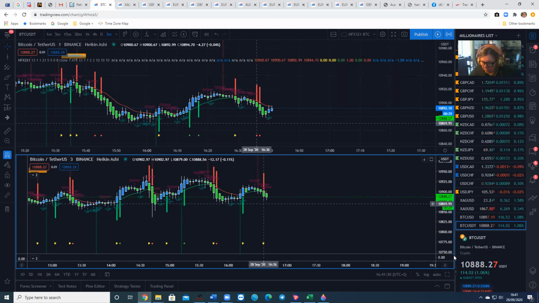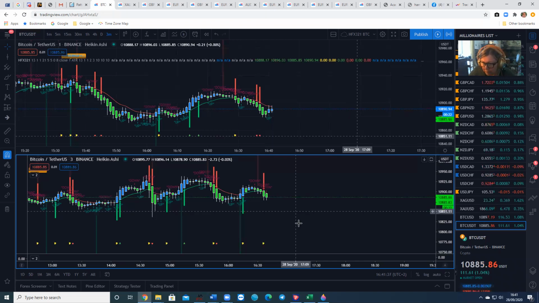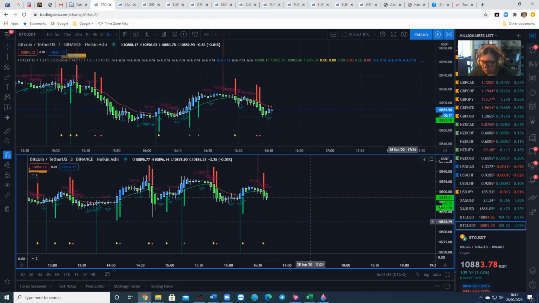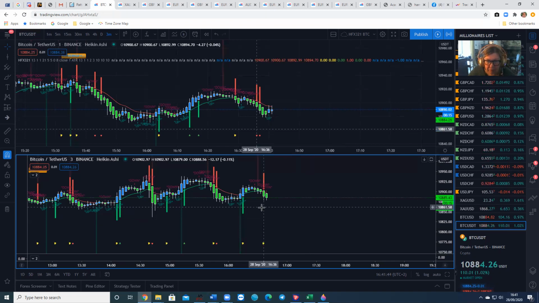And on the 3 minute, it is also below the EMA. So let's just see what happens on this end of the 3 minute candle. I like to keep my vertical line there.